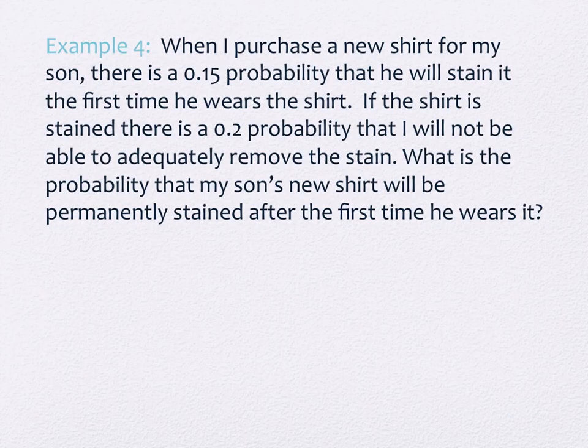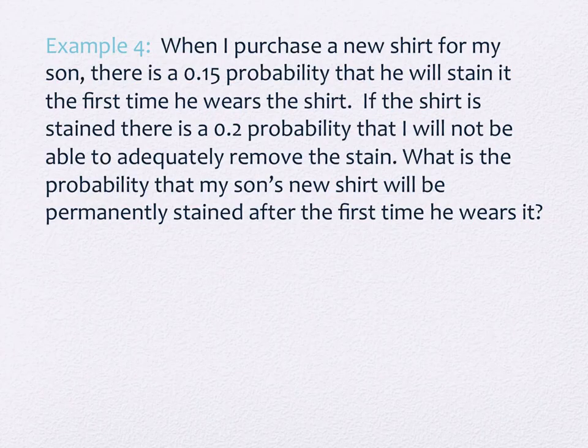So this question was written ages ago when Eli, my 17-year-old son, was about 5. Okay, I'm pretty sure none of this was made up then anyway. But this was the background of this question. When I purchase a new shirt for my son, there is a 0.15 probability that he will stain it the first time he wears the shirt. If the shirt is stained, there is a 2/10 probability that I will not be able to adequately remove the stain, right? It is stained forever. So what is the probability that my son's new shirt will be permanently stained after the first time he wears it?